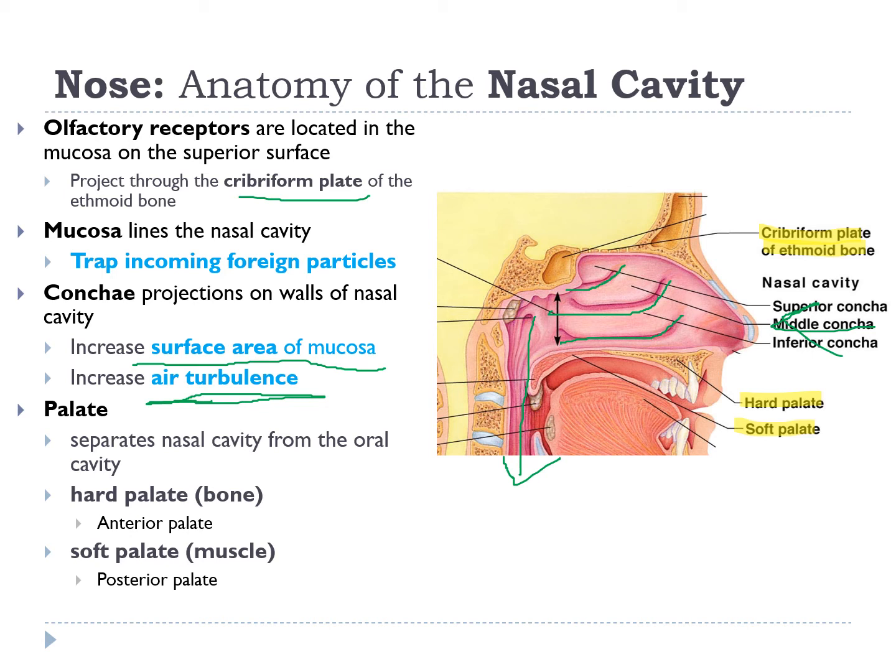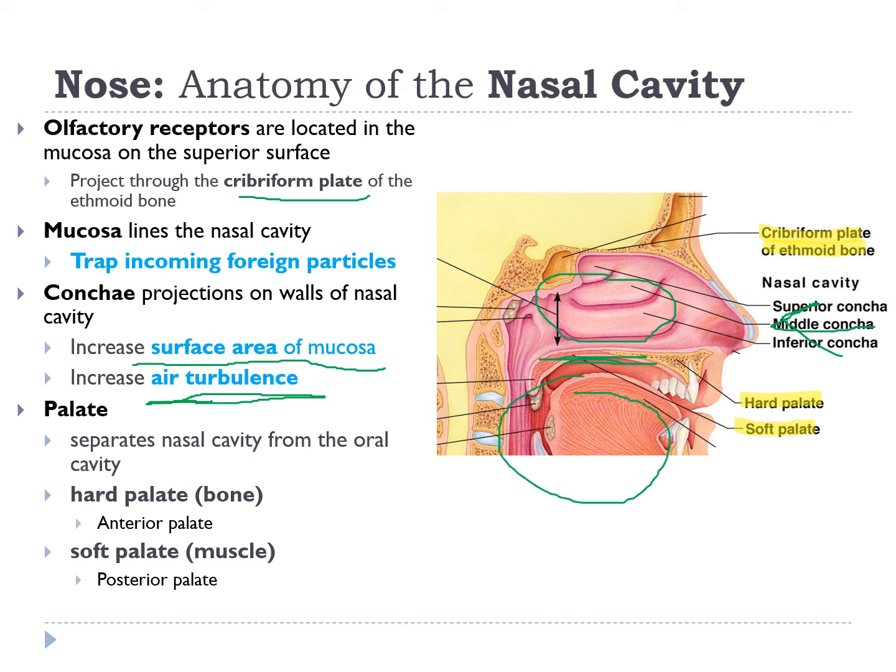Secondly, we have what are called the hard and soft palate. So the palate separates the nasal cavity from the oral cavity. You've probably heard of hard and soft palate before, but in reference to your mouth. So we're talking about it now. It separates the nasal cavity from the oral cavity.